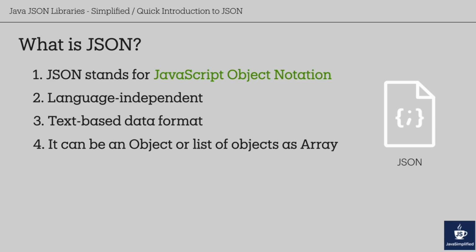The third point is it is a text-based data format used to represent and exchange data between systems. You can think of JSON as a simple, lightweight, and structured way to represent information so that different applications can understand each other easily. The next point is it can carry data as a JSON object or JSON array. We will see these two types of structures in a moment.